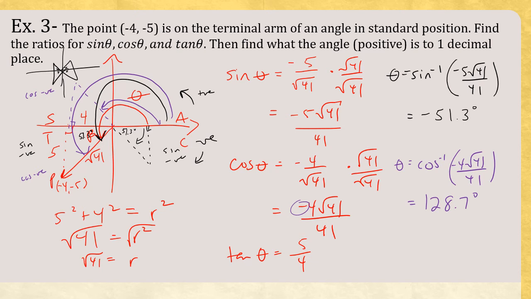That doesn't help us any. We know it's not the case. We'll come back to that. Let's try tan. Theta equals tan inverse 5 over 4.